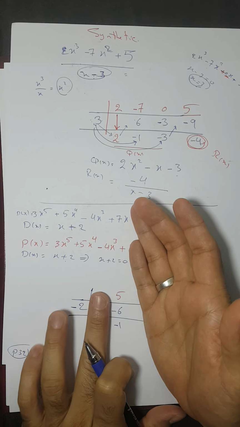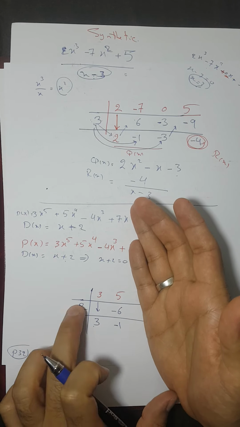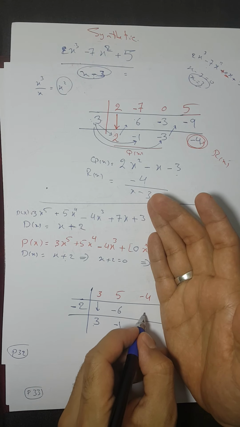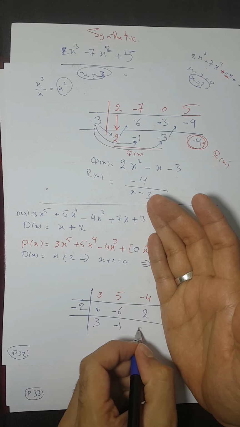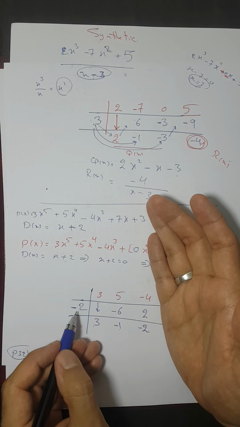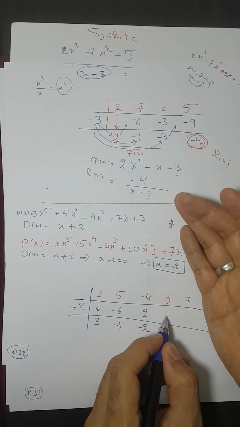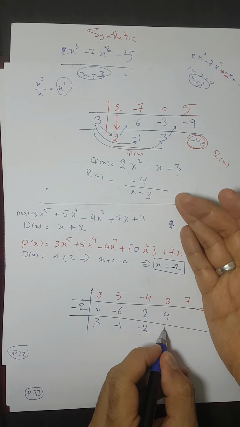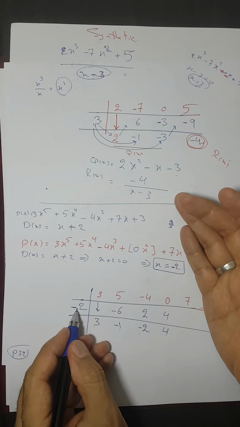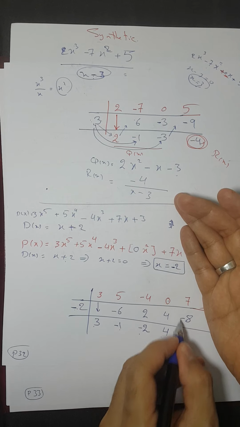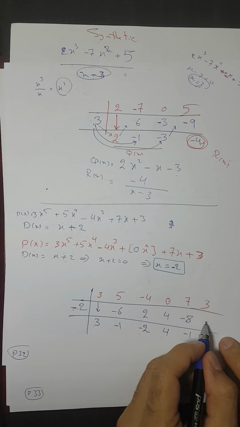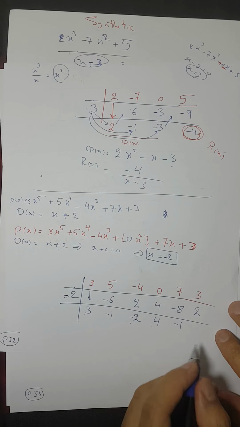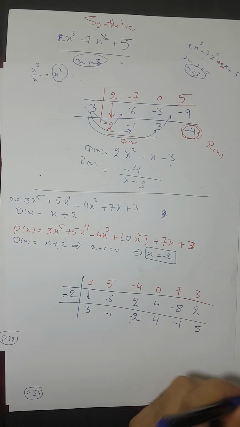Now minus 1 multiplied by minus 2, put it here, so I will get 2. Negative, negative. Add these, you get minus 2. Again multiply, you will get 4. Add this one, you get 4. Minus 2 by 4, minus 8. Now we get minus 1. Now minus, minus, we get negative, positive. And finally I will get 5.